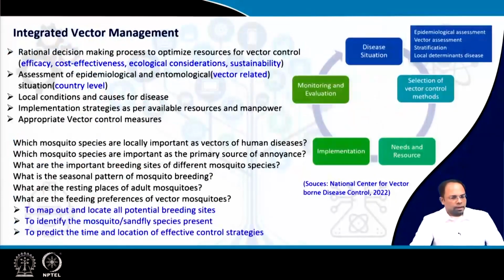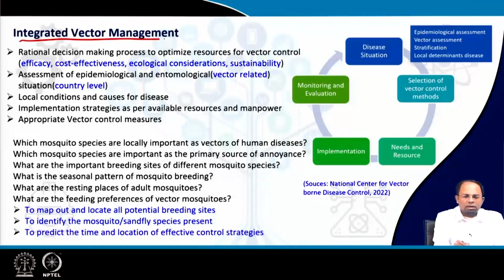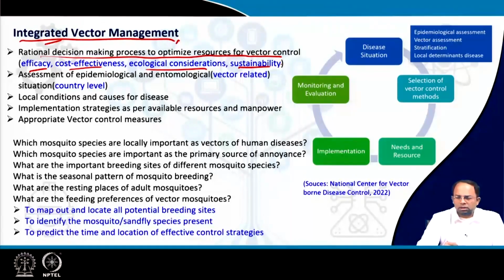So when we talk about integrated vector management, this is the first initiative, that is, you prevent the vector in the first place, so that there will not even be some amount of infection. So integrated vector management refers to a rational decision making process to optimize resources for vector control. So it looks into the efficacy of the entire management process, the cost effectiveness, ecological considerations, because you have to spread chemicals on the outside environment and so on, and overall sustainability of this process.